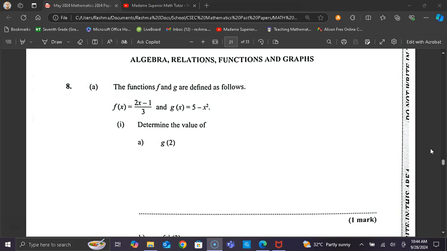So for functions, whatever value we have inside of the bracket is what we would substitute as the value of x into the function. So to find g of 2, we substitute x is 2 into g of x. Therefore g of 2 is equal to 5 minus 2 squared, which is equal to 5 minus 4, which gives 1.